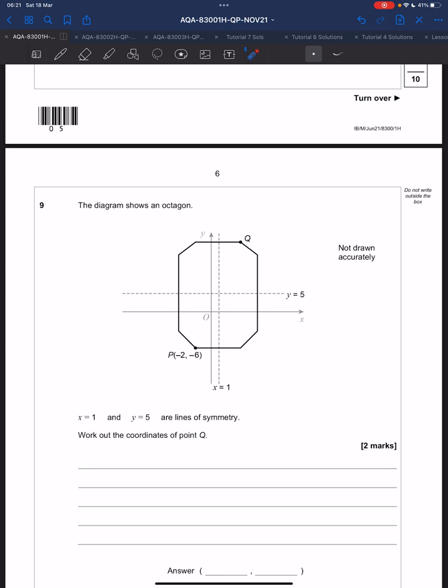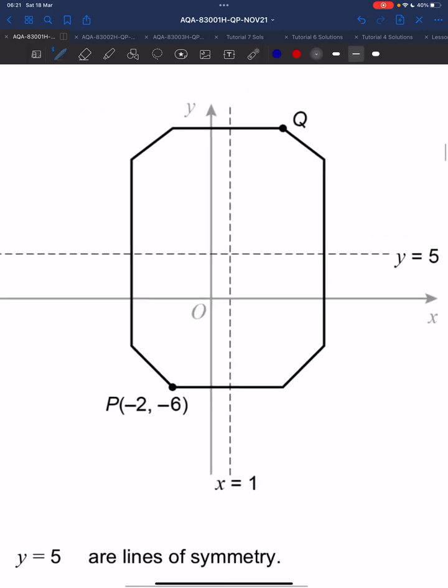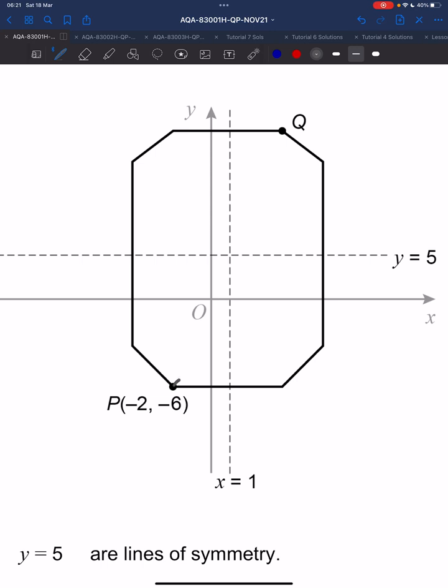Work out the coordinates of point Q. Oh yeah, they're giving us another clue there. We needed another point. P is (-2, -6), and that is x is 1. So what we need to do is just fill in some gaps. If that was 1, there to there, this is x is -2, y is -6. So as we go from -2 to 1, that's going to be 3. And because it's symmetry, that jump will be 3, and that jump will be 3.